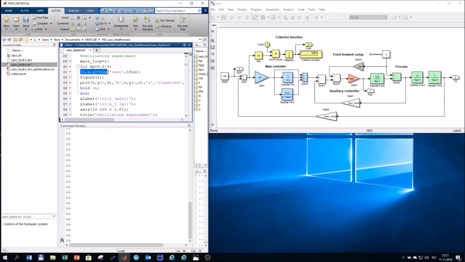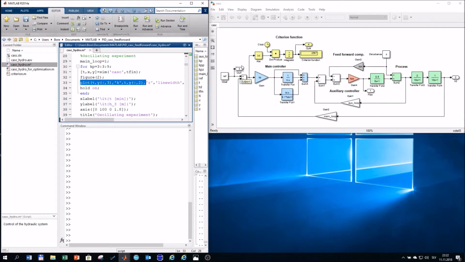We simulate our Simulink scheme. The simulation time is the final time. We obtain the vector t, which is the vector of the independent variable, these are the states, and these are the outputs. And in figure 2, we plot several curves. One curve is Y3, which means the third output.